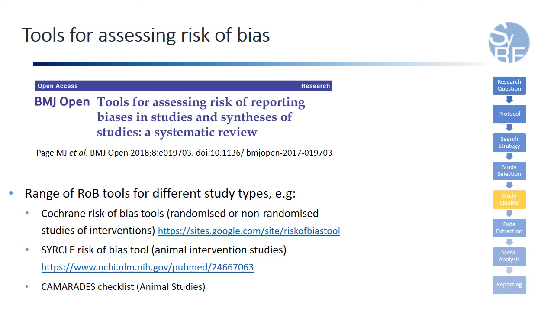A range of tools exist to help assess risks of bias in different study types. Specifically for studies using animals, we have the SYRCLE Risk of Bias tool and the CAMARADES checklist. The SYRCLE tool is not a yes, no, it was reported or not, but also takes into account the method used and whether the study is at high, low, or unclear risk of bias. It is important to always pre-specify how you will assess risk of bias in your study protocol.